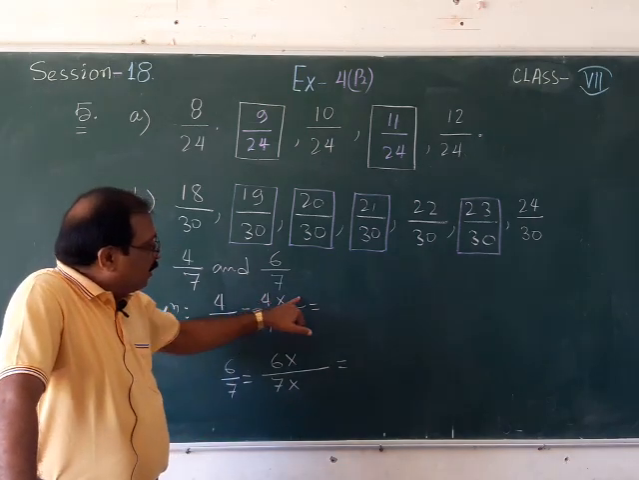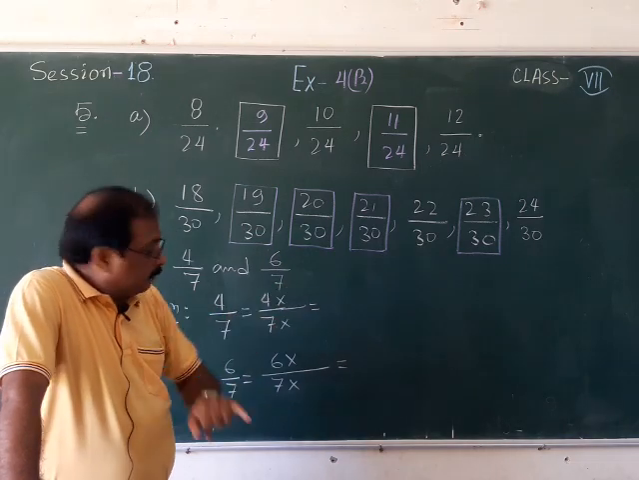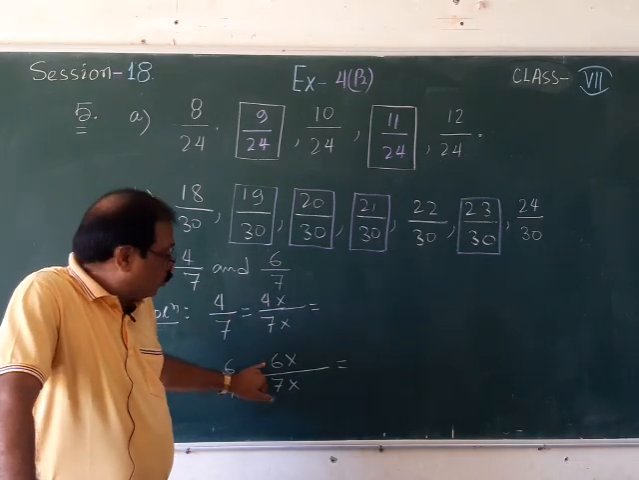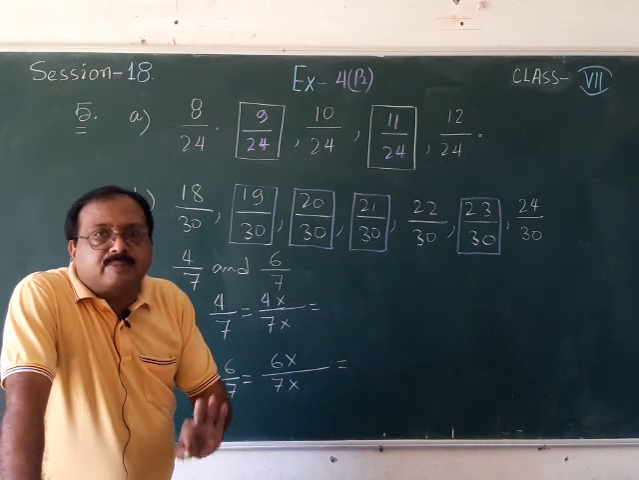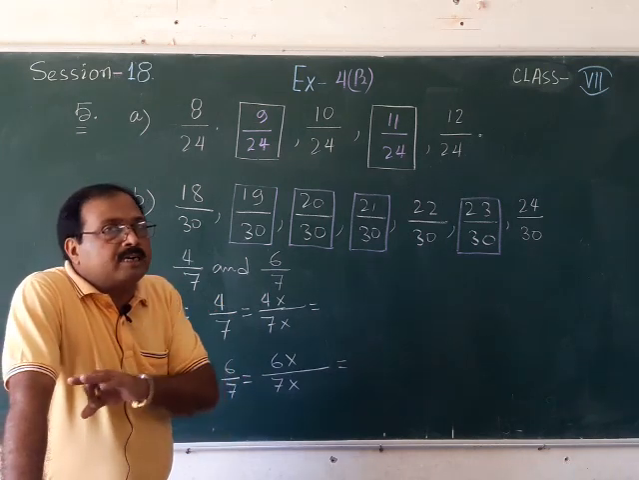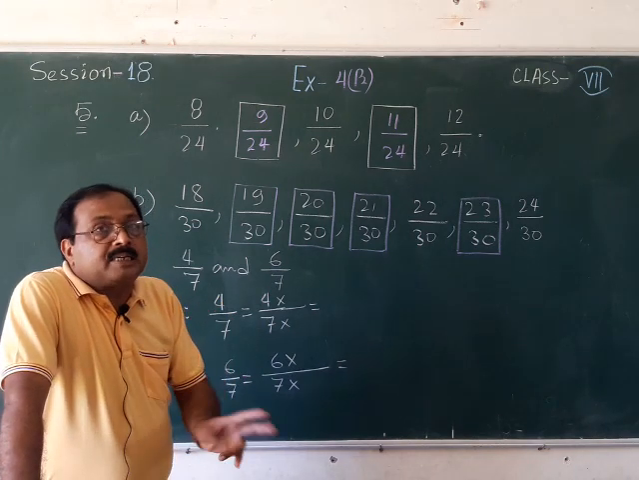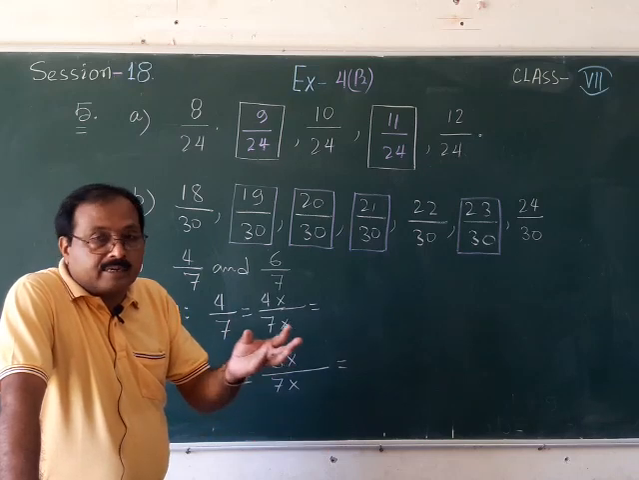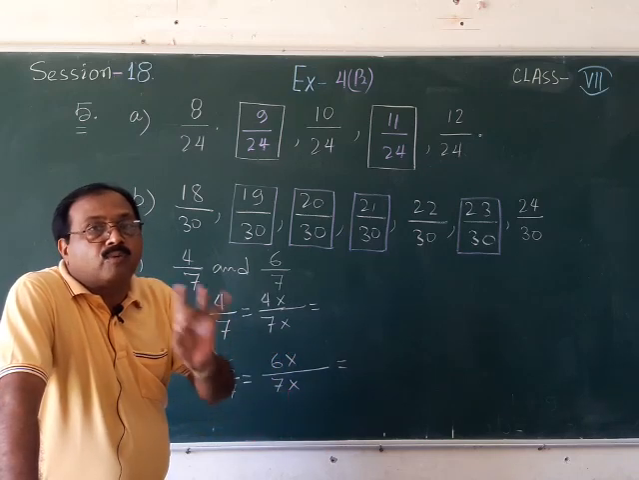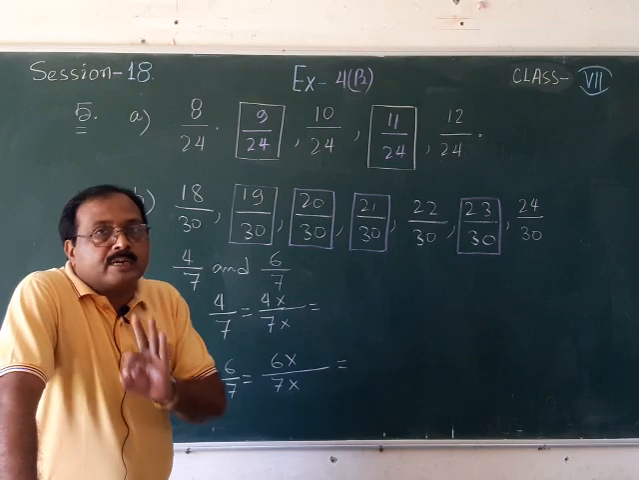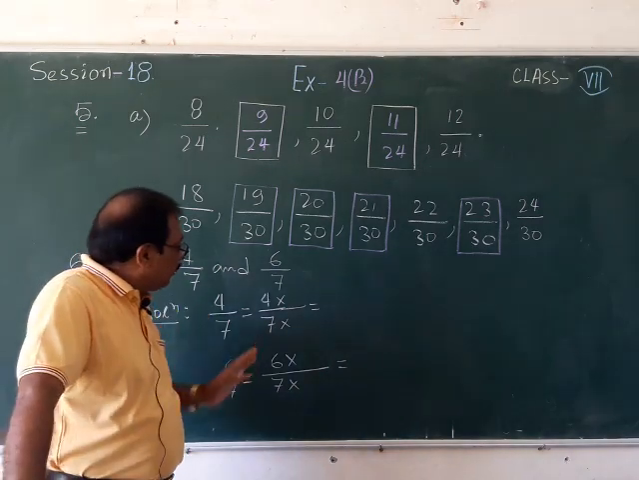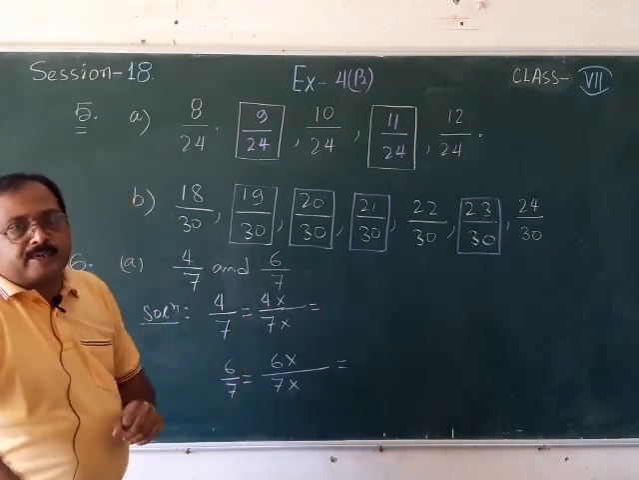Here if I am multiplying 4 into 2, you are getting 8. I am multiplying 6 into 2, then 12. In between 8 and 12, how many numbers are there? In between 8 and 12, you are having 9, 10 and 11. Only 3 numbers you are having. You are in search of 4 numbers. That means you cannot multiply it by 2.